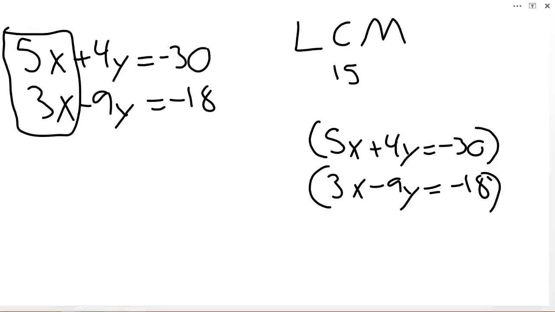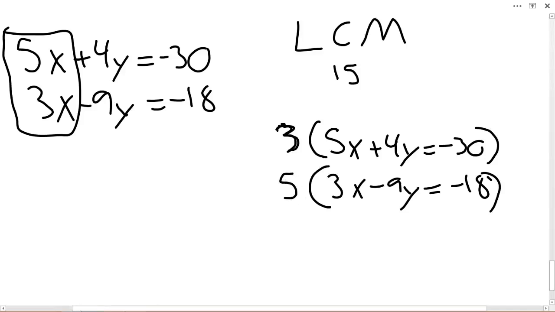Okay. So let's look at the first equation. We got 5x. So what do we have to multiply 5x by to get 15? What do you have to do? Multiply by 3, right? So 3 times 5 gives us 15. How about the second? What do we have to multiply this 3x by to get 15x? 5, right?